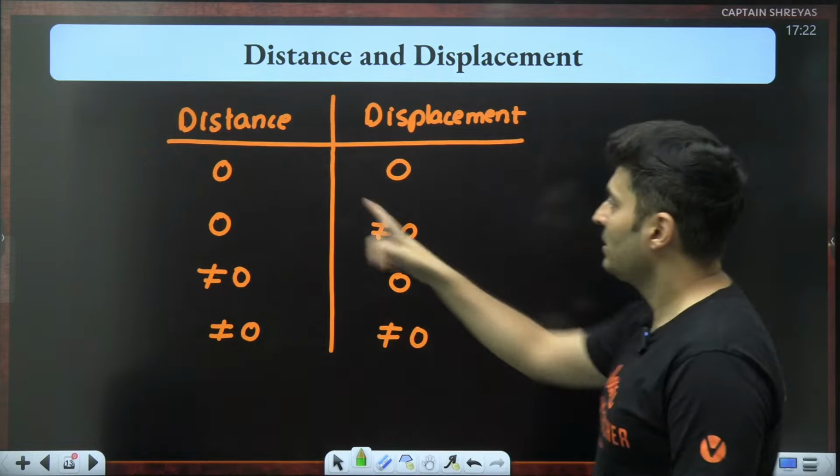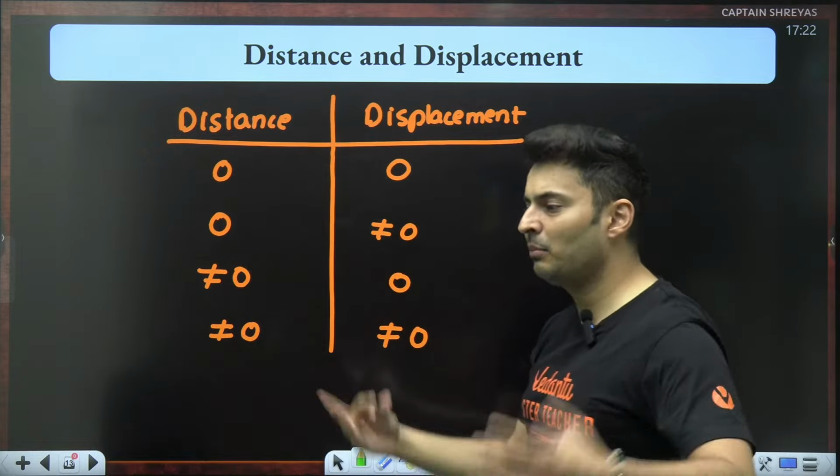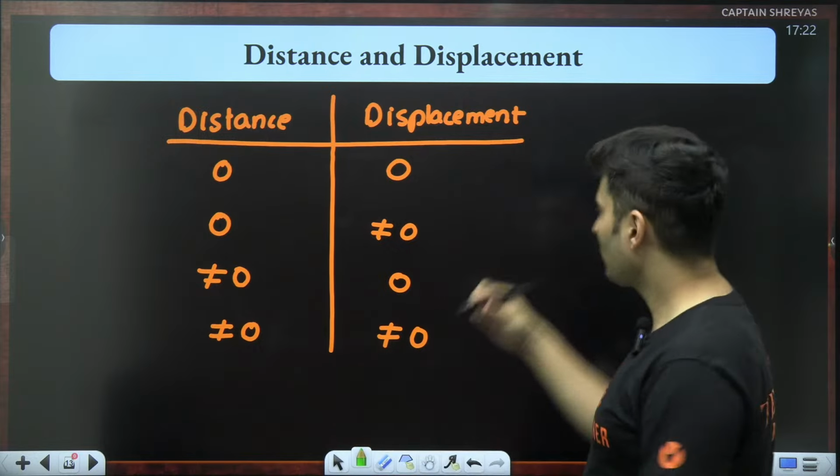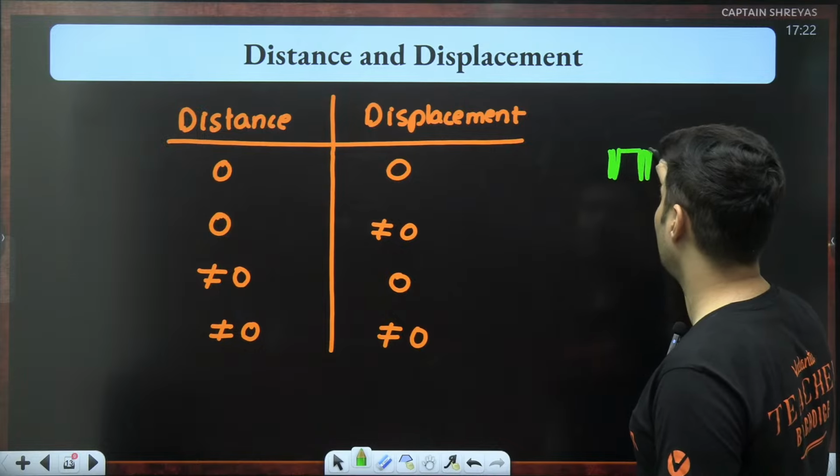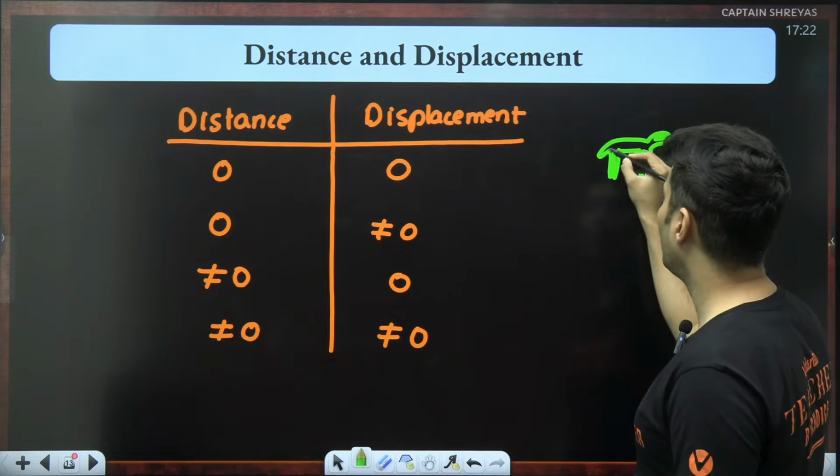Okay. Distance and displacement both are 0. I think it is possible. Have you seen a donkey? You might have got scoldings also from your parents someday or the other. You are sleeping like a donkey.